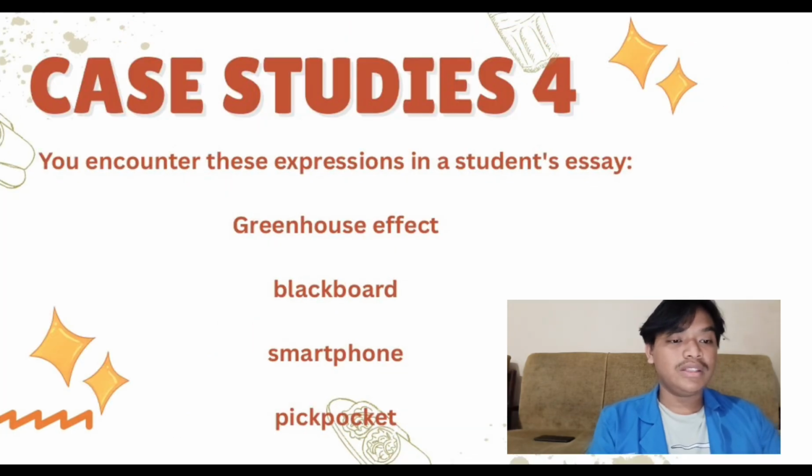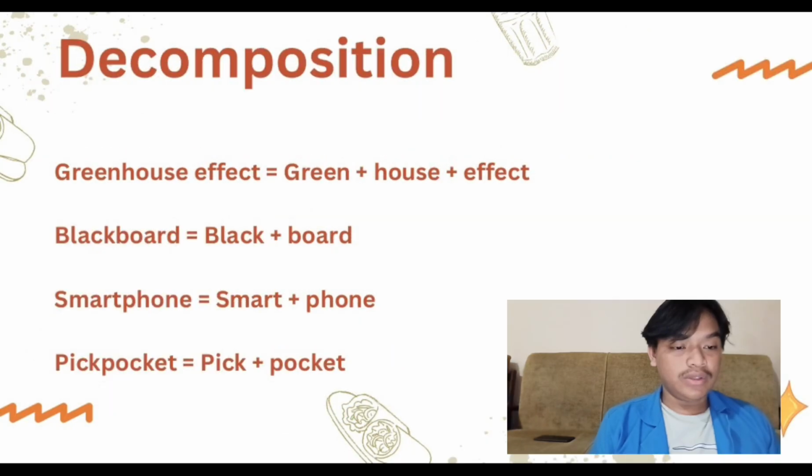Okay, now for case study number 4, compounds and meaning formation. Greenhouse effect, blackboard, smartphone, and pickpocket. We analyze their structure and meaning formation. Each compound can be broken down into smaller words. For example, greenhouse effect: green plus house plus effect; blackboard: black plus board; smartphone: smart plus phone; pickpocket: pick plus pocket.